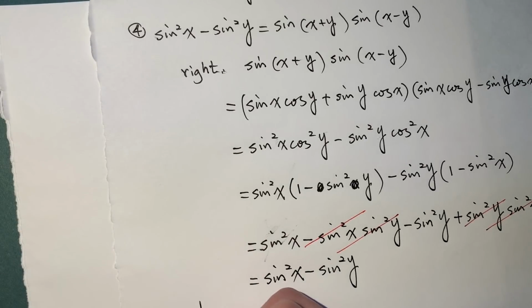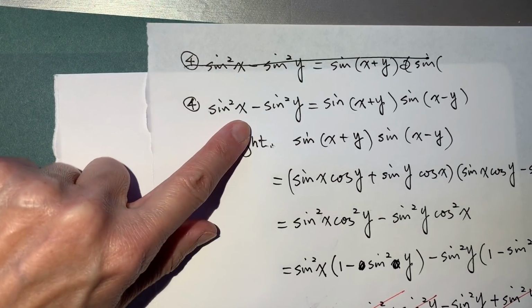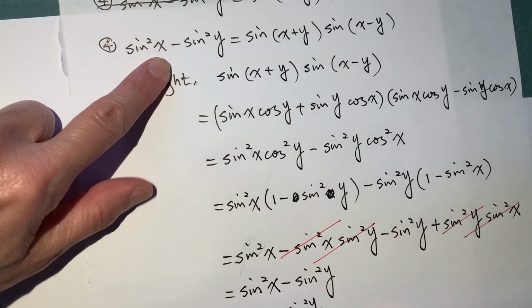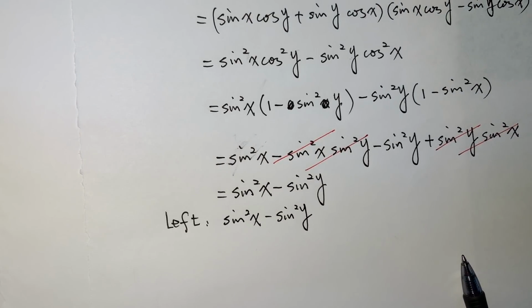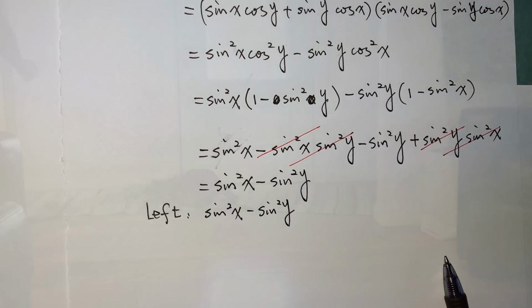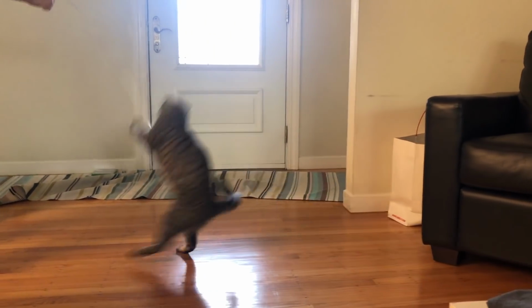So we get sine square x minus sine square y from the right side. Now let's come back to see the left side. Sine square x minus sine square y. Haha, equal again. We made it. So the identity exists, established. Thank you very, very much.